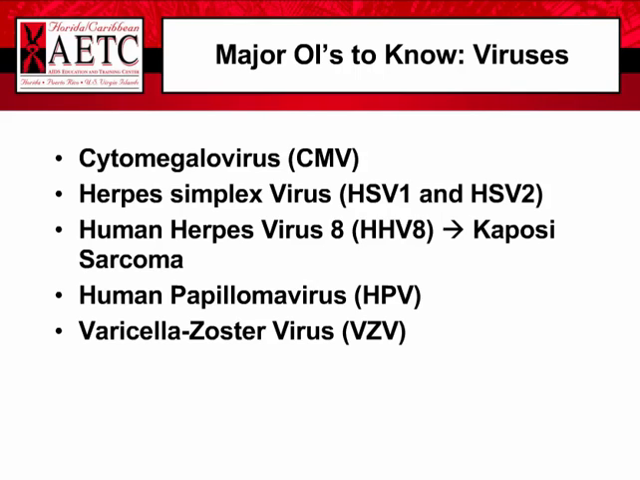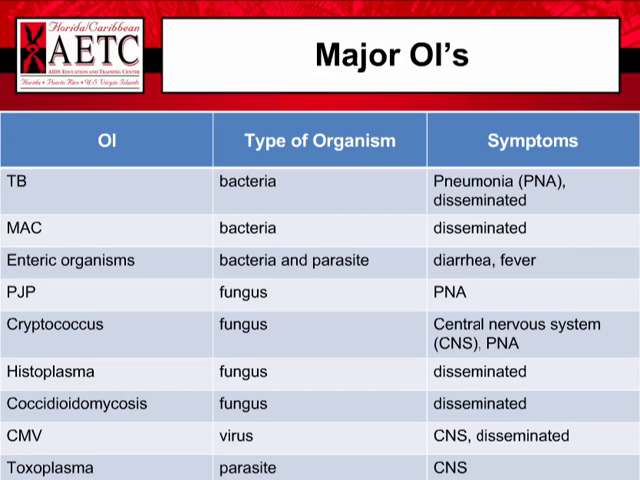It's a type of cancer. Human papillomavirus, which can cause genital warts as well as certain genital cancers. And varicella zoster virus, which we commonly refer to as chickenpox. So I think this table just illustrates the major OIs, basically classification or the type of organism, as well as the predominant symptoms that we associate with it.